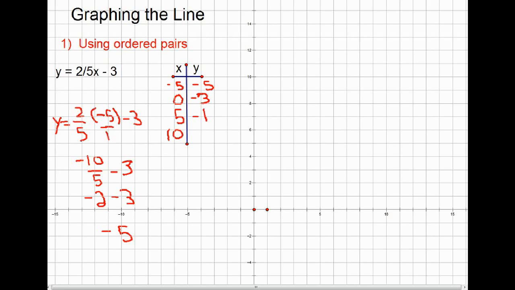And the last one, if x is 10, 2 over 5 times 10 over 1 is 20 over 5. 20 divided by 5 is 4. And 4 minus 3 is 1. So if x is 10, y is 1.